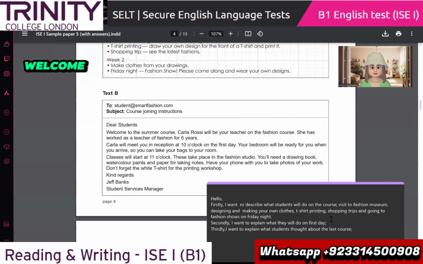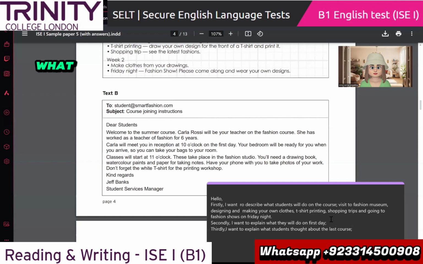Dear student, welcome to the summer course. Carla Rosie will be your teacher on the fashion course. She has worked as a teacher of fashion for 6 years. She will meet you in reception at 10 o'clock on the first day. Your bedroom will be ready for you when you arrive, so you can take your bag to your own room. Class will start at 11 o'clock. This takes place in the fashion studio. You will need a drawing book, watercolor paint, and paper for taking notes. Have your phone with you to take photos of your work. Do not forget the white t-shirt for the printing workshop. Kind regards.